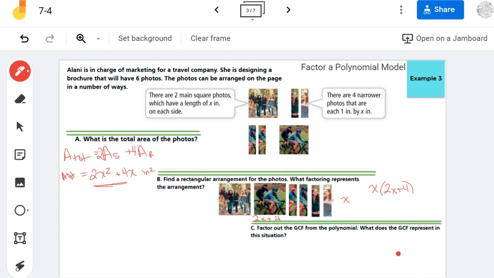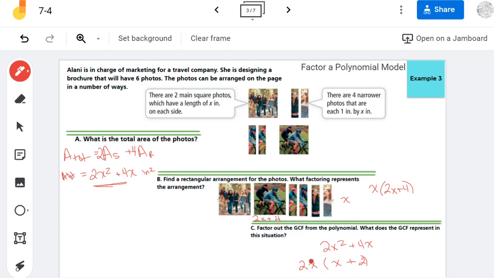So now for part C, they're asking us to take the original polynomial, 2x squared plus 4x, and factor out the GCF. So remember, the GCF stands for the greatest common factor. If I look at these, I see that they're both even, so I could factor out the 2. And the smallest number of x's they have is a single x. So that's what I'm going to factor out. So 2x squared divided by 2x is x, and 4x divided by 2x is 2. So here I've factored out the GCF.